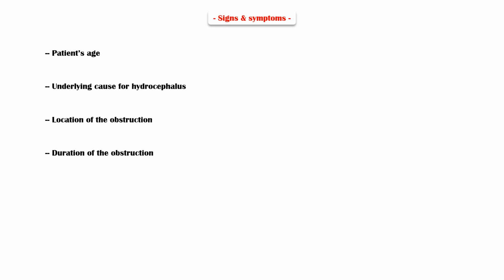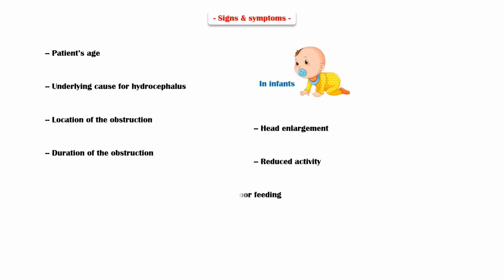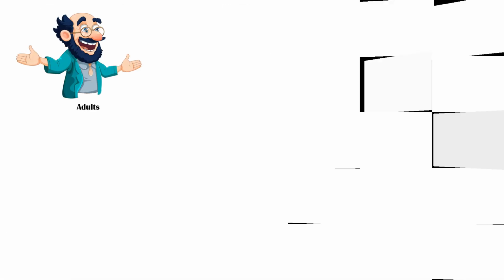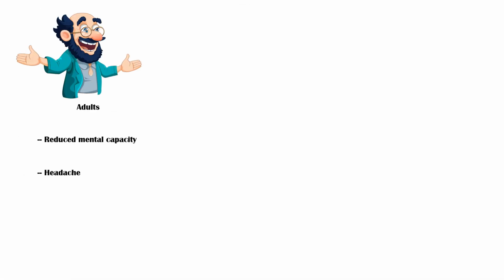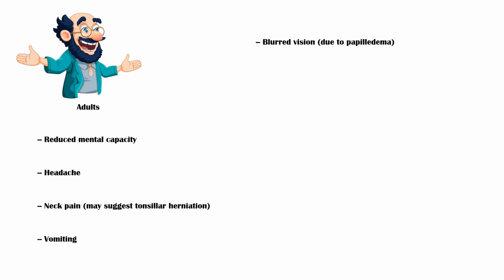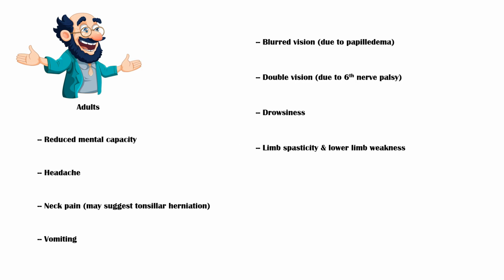Signs and symptoms of hydrocephalus depend on several factors, including patient's age, underlying cause for hydrocephalus, location of the obstruction, and duration of the obstruction. Signs and symptoms of hydrocephalus in infants include head enlargement, reduced activity, poor feeding, and vomiting. Adults show reduced mental capacity, headache, neck pain, which suggests tonsillar herniation, vomiting, blurred vision due to papilledema, double vision due to sixth nerve palsy, drowsiness, limb spasticity, and lower limb weakness due to stretching of pyramidal and paraventricular tracts.